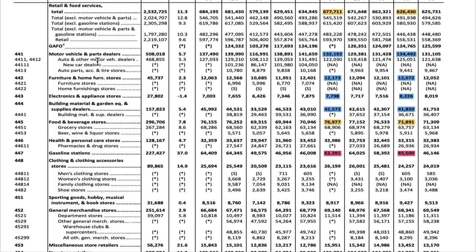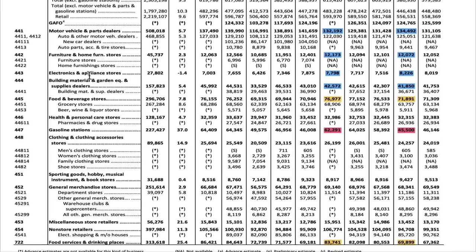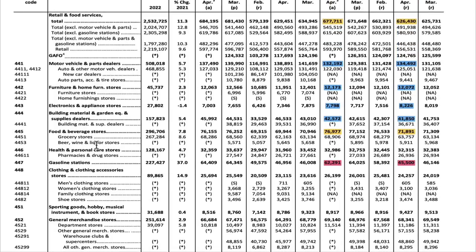So if you're interested in the auto manufacturers, they have motor vehicle and parts dealers. There's furniture and home furnishings, whatever you're interested in here. So you can dive deep on this. If we look at motor vehicle and parts dealers, 134.5 billion down to 132.2 billion. This is consistent with what we've seen from the auto manufacturers: their sales are lower year over year. They're not because they have a demand problem, but because they just can't make anything more than what they're already making. This is important. Furniture and home furniture, 12,072, 12,173, hardly even moved, basically flat.